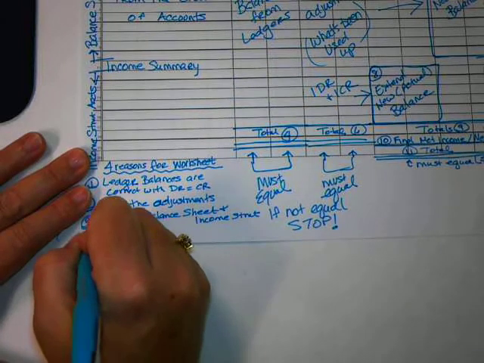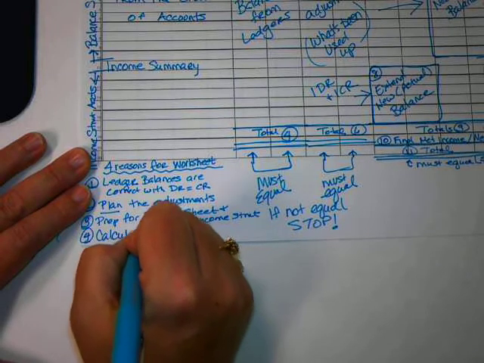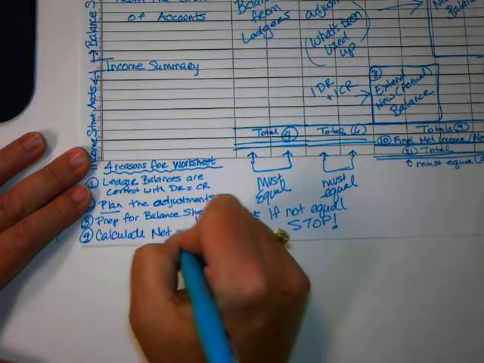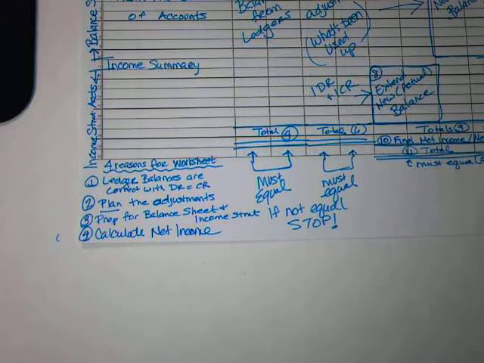And 4 is to calculate net income. And that's huge. Why is that huge? You know how much you made. That's everything for a business, right? It's about the bottom line. You hear people talking about the bottom line. Are you making money or are you not making money?